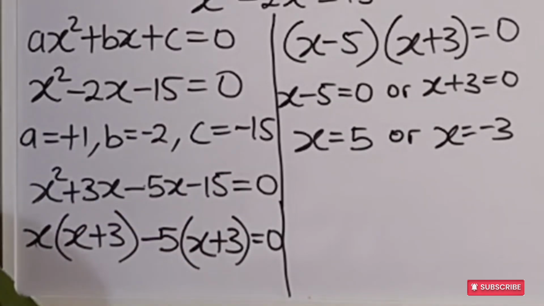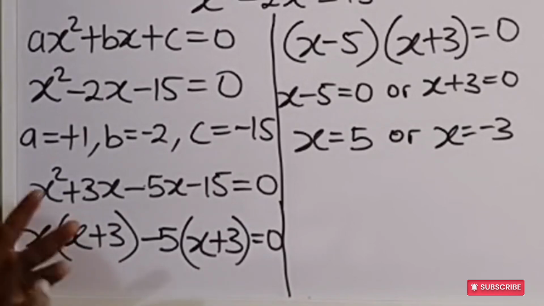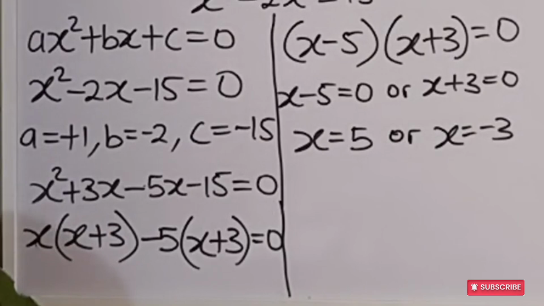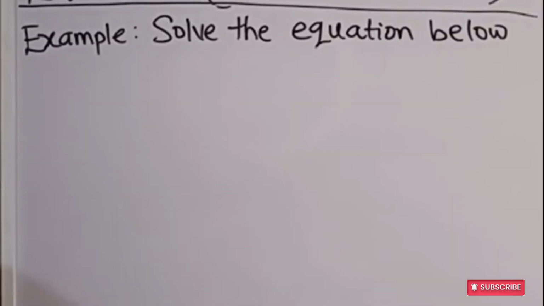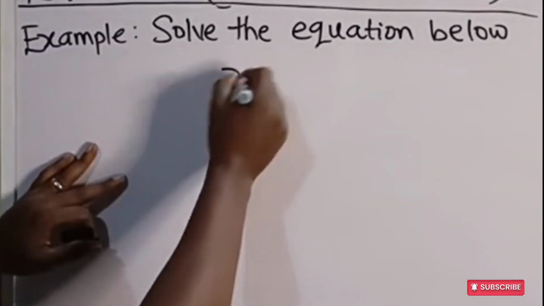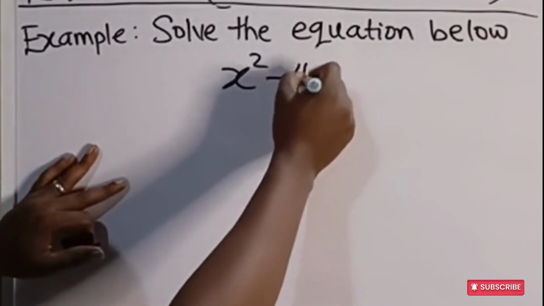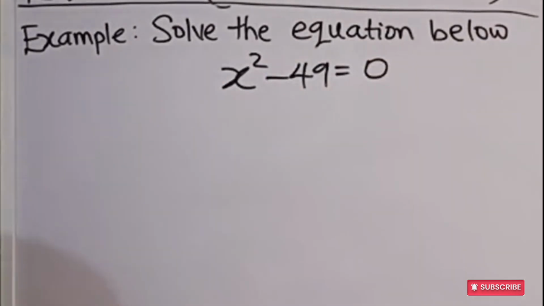One more example. We actually have two examples, but the last example will show us that there are some questions you cannot solve using the factoring method. Okay, the next example is x squared minus 49 is equal to 0.